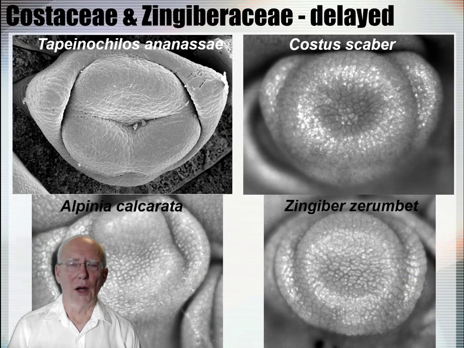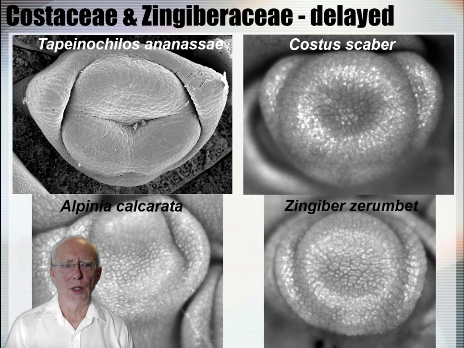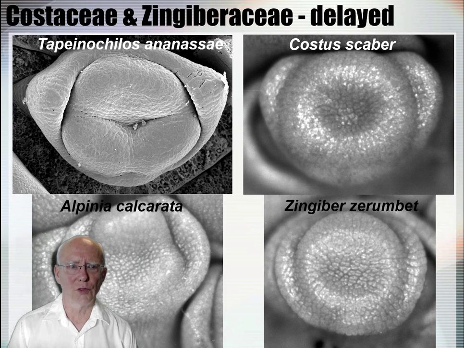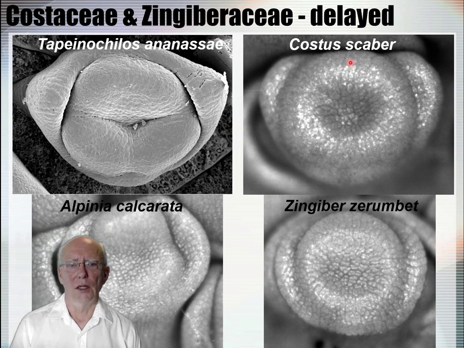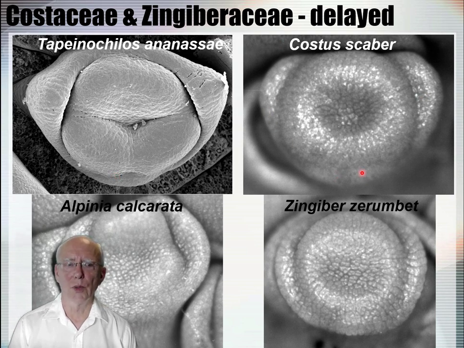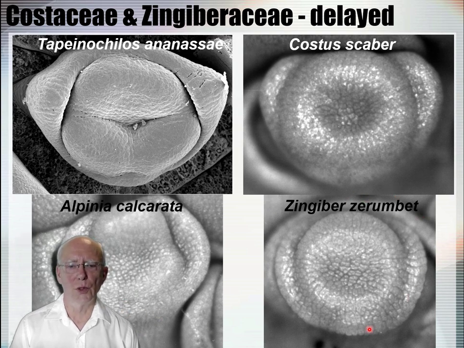Unfortunately, there are other species within the ginger groups, and they do have a delay in the formation of the third sepal. Here we see in the Costaceae a very strong delay in Tapeinochilos. In Costus scabra, the same thing, third one delayed. Alpinia, again, third sepal delayed. And in Zingiber zerumbet, the third sepal is delayed in formation.